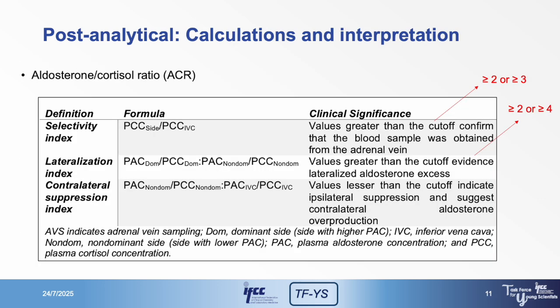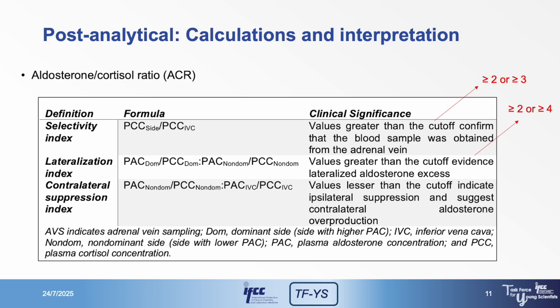Post-analytically, these are some of the calculations used in the procedure. The aldosterone-cortisol ratio, the selectivity index, which is the cortisol on a specific side divided by the cortisol in the peripheral IVC, and a cutoff of greater than or including 2 is used in unstimulated conditions, or a cutoff of greater than or including 3 used with ACTH stimulation.